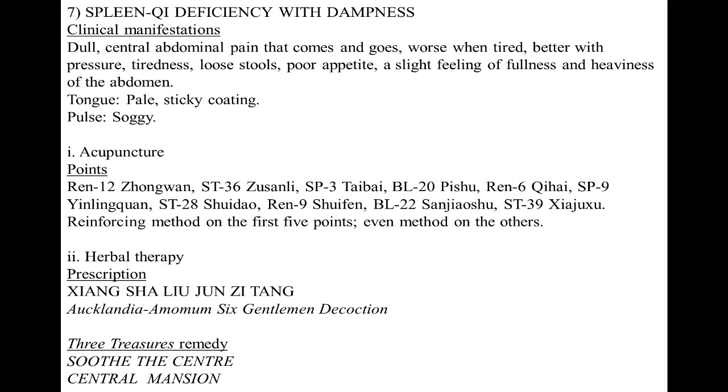This is very simple to treat, very effective. Notice the same points to tonify stomach and spleen: Ren 12, Stomach 36, Spleen 3, Bladder 20. Ren 6 in this case is to tonify Qi in the lower burner, plus the usual points to resolve dampness, Spleen 9, Stomach 28, Ren 9, Bladder 22, plus the same point, Stomach 39 for abdominal pain.